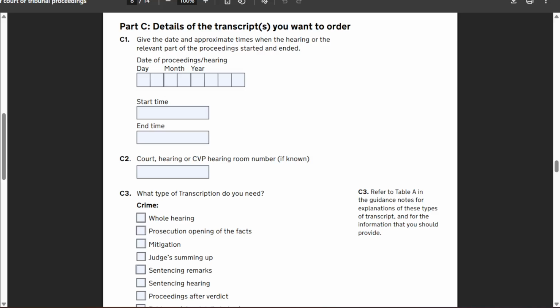You've got to provide also where it was heard: court hearing or CVP hearing, room number if known. Then you get a list. What type of transcription do you need? The whole hearing, prosecution opening of the facts, mitigation, judge's summing up, sentence remarks, and sentencing hearing. So you've got to tick one or a couple of those.